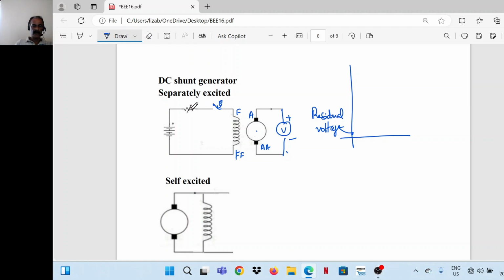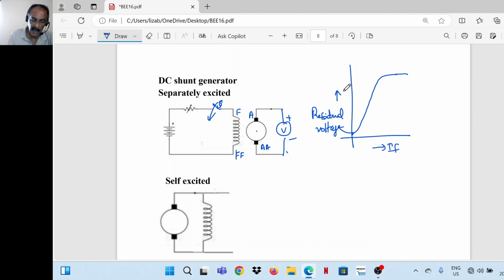Now, keeping the rheostat in the maximum resistance position, close the switch. Then reduce the resistance gradually. The terminal voltage will increase, and finally it will reach a stage called saturation. That means after that point, even if you increase the field current, there won't be a considerable increase in the terminal voltage. That means the core is saturated.